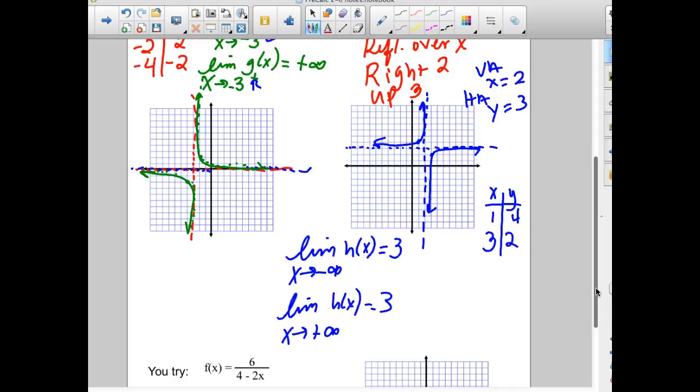What happens as we approach our vertical one? So let's approach 2 from the left. As we come from the left side, our graph is going up. So we're approaching positive infinity. As we approach the 2 from the right-hand side, my graph is heading down. So I'm going towards negative infinity.